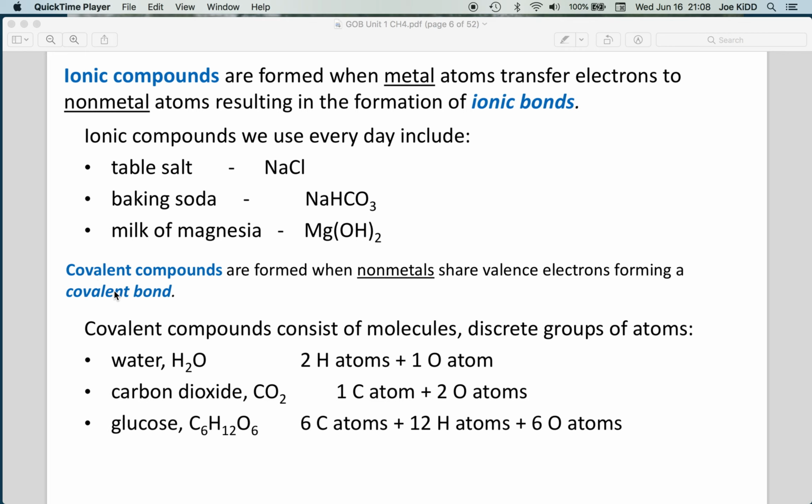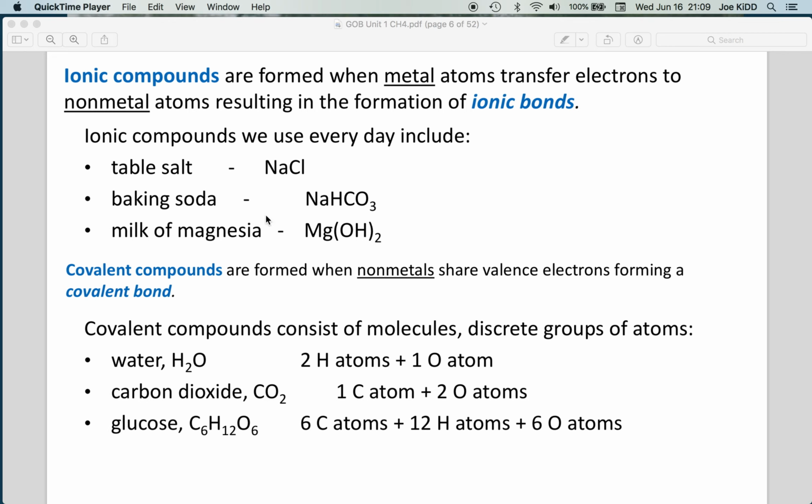So each of these has its own recipe. We're first going to start with ionic compounds. The recipe for an ionic compound will always be some metal or metals giving up electrons to some nonmetal or nonmetals. And when we say nonmetals, this could also be polyatomic ions. This would count as a nonmetal. And so let's use the example we have here of table salt, NaCl.